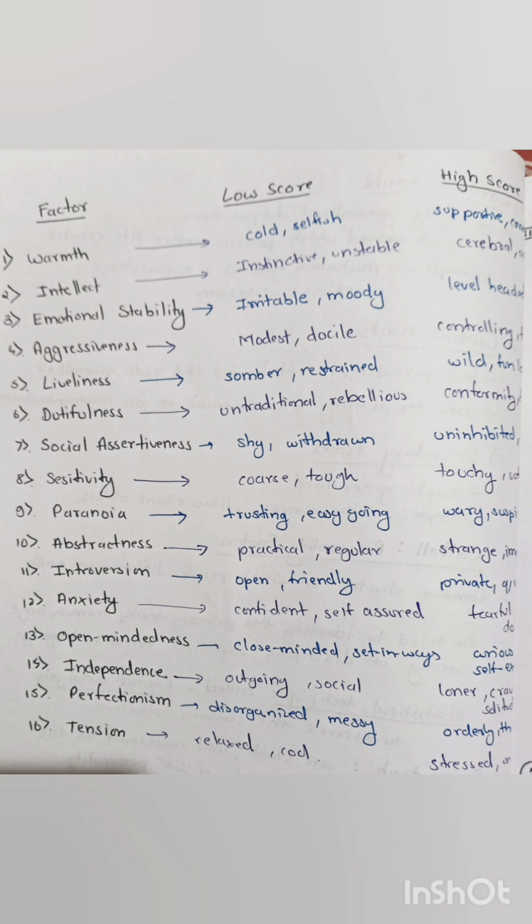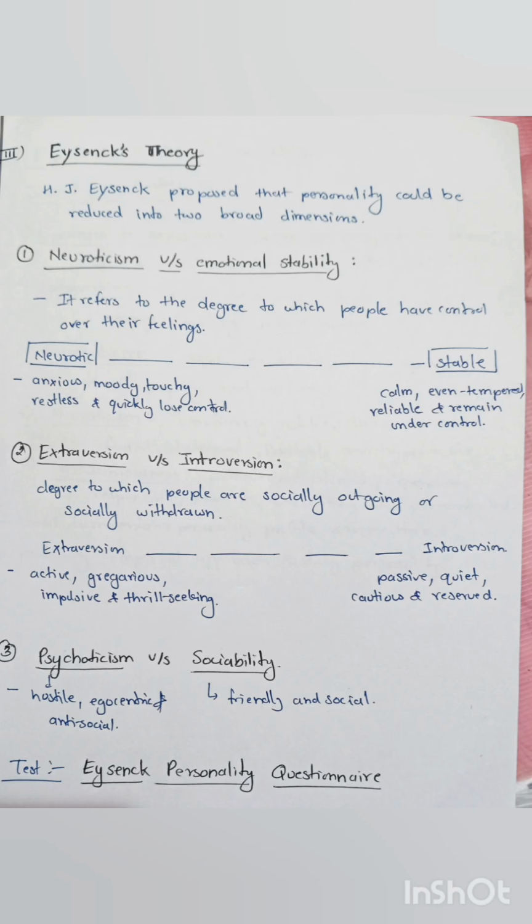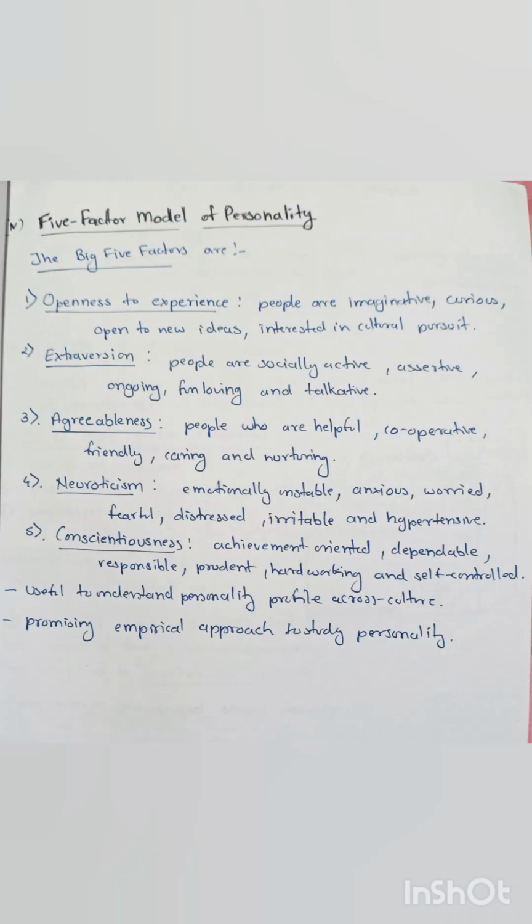If a person is cold and selfish, then the person will get a low score. On the other hand, if the person is cooperative, then the person will get a higher score. Thus, persons can be segregated on the basis of the scores devised in the 16 personality factor test. Now, in the trait approach, there are other theories which are not as important but have been mentioned. You can see them on your screen.